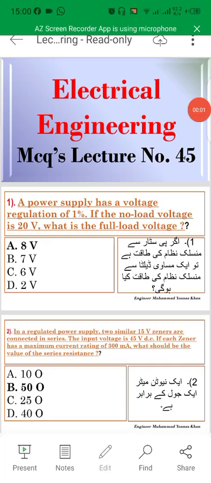A power supply has a voltage regulation of 1% if the no load voltage is 20 volt. What is the full load voltage? 8 volt.